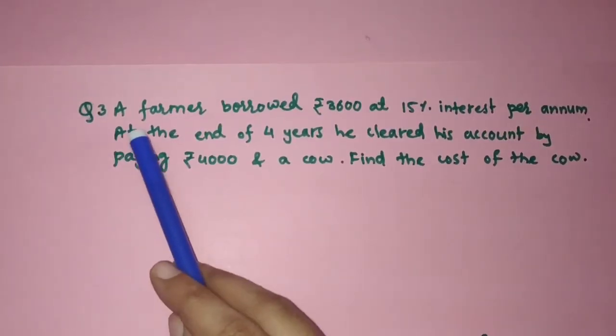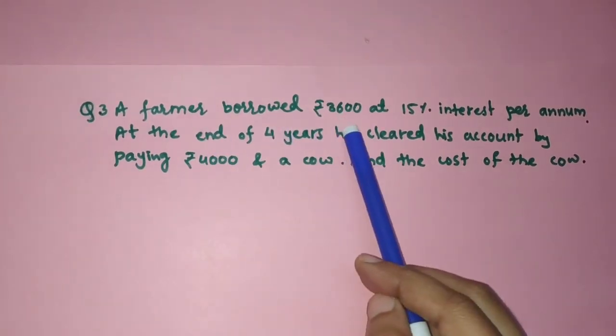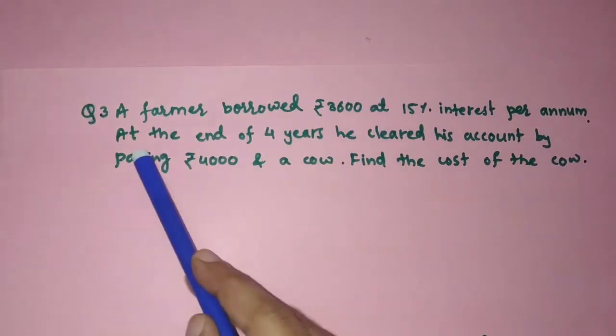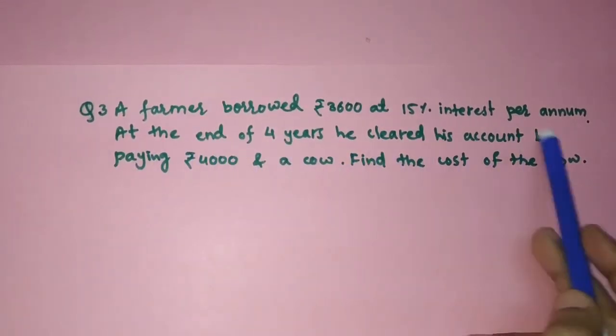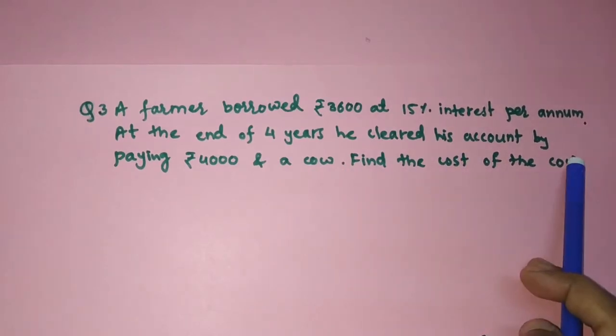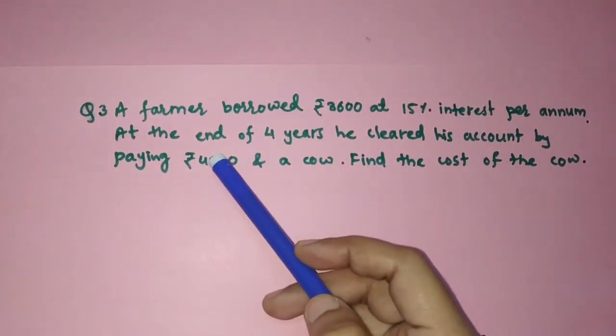So now the next question is, a farmer borrowed rupees 3,600 at 15% interest per annum. At the end of 4 years, he cleared his account by paying rupees 4,000 and a cow. Find the cost of the cow. So it is a very simple question.